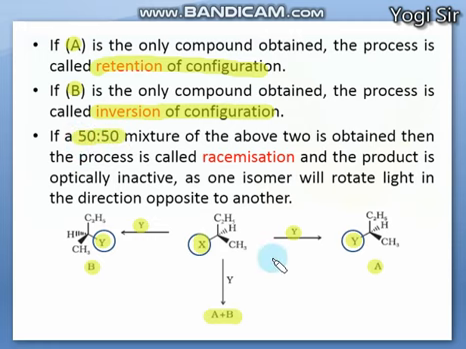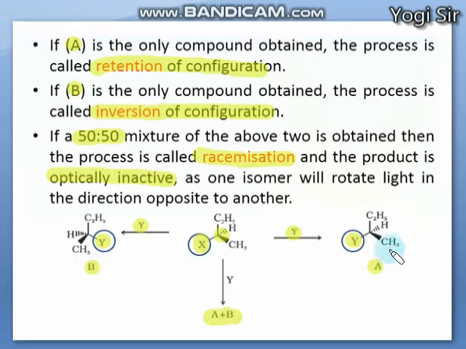The third possibility is a 50-50% mixture of A and B, or equal ratio of production of A plus B, which is known as racemization, and this A plus B mixture is known as a racemic mixture, and this mixture is not optically active. This mixture is optically inactive because, suppose your starting material is optically active, it produces A as well as B and both are optically active. A is dextrorotatory while B is levorotatory.